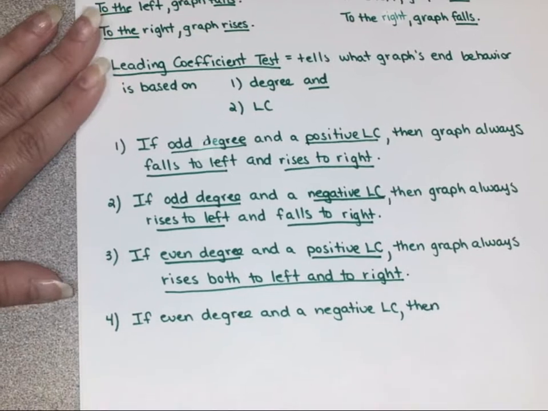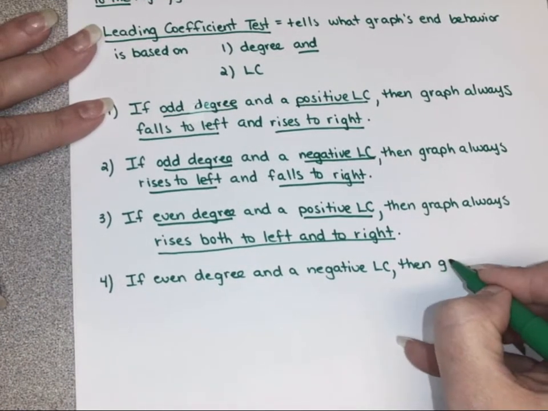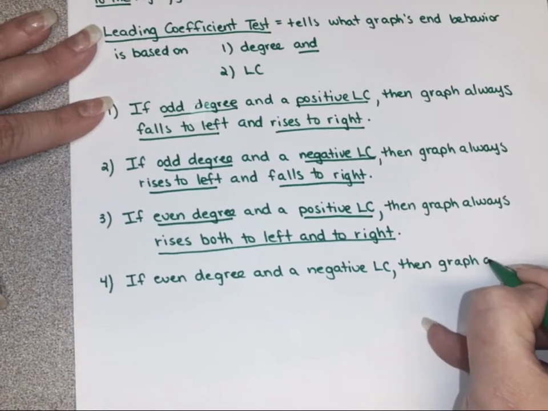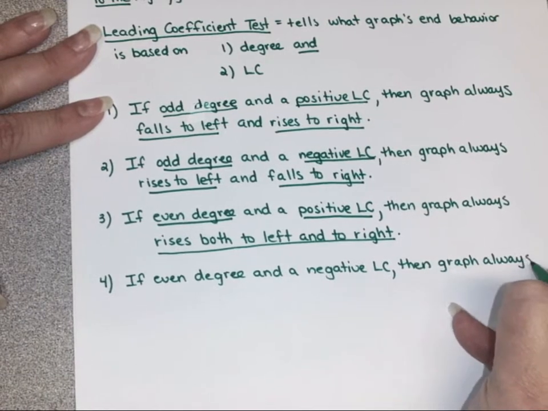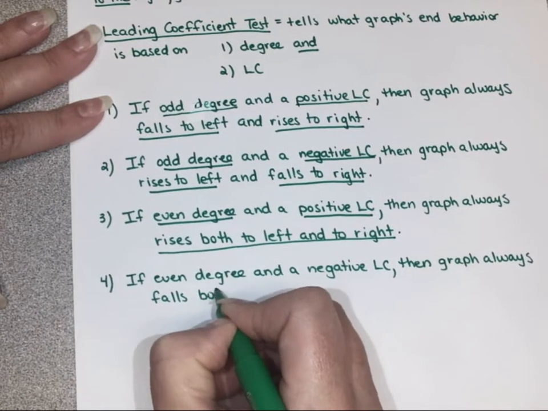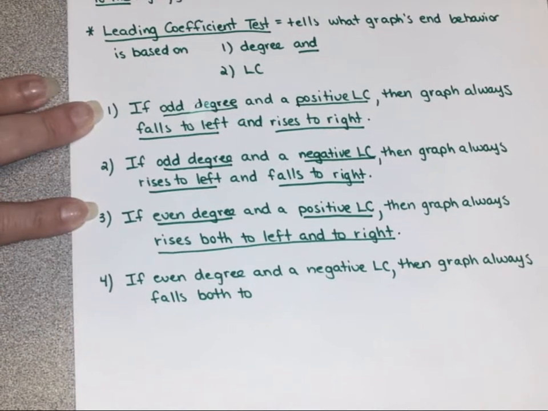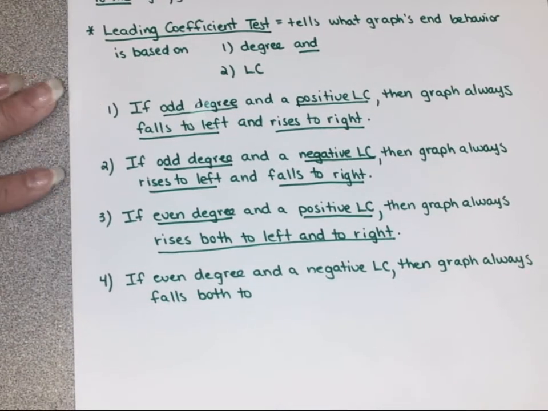Then what do you guess? If you read rule number 3 and you make it opposite, what are you going to guess? It's going to fall in both directions, right? So there are 4 cases, and yes, I want you to know all 4 of them, but I say if you know 2 of them, if you know rules 1 and 3, you can just make them the opposite for rules 2 and 4.